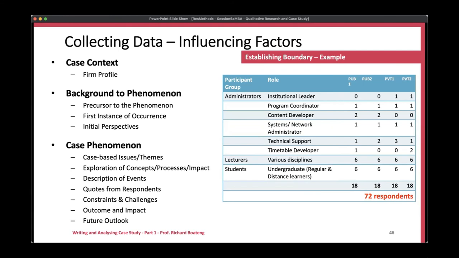Systems network administrator, throughout the four different universities we have compared. Timetable developer, you have got one and then two. Technical support, almost everybody has technical support. And then students, undergraduates, that's regular and distance. And various disciplines.